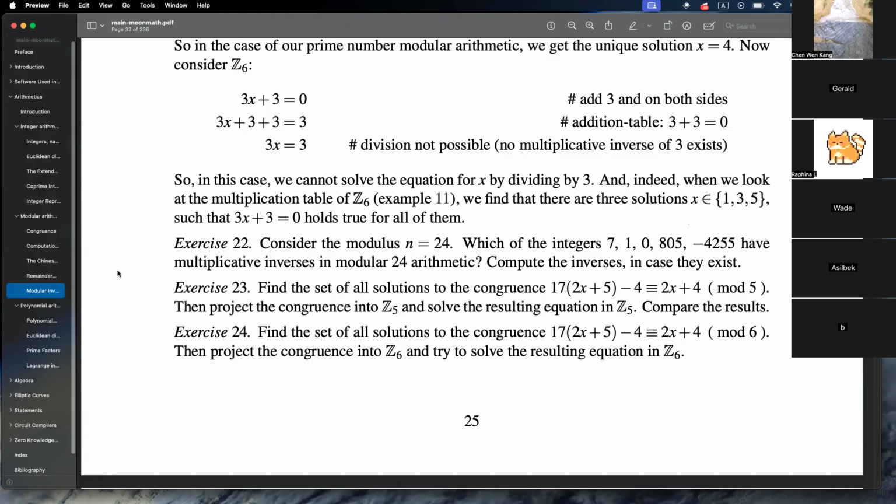Let me think. No, in this case, I don't believe so. So 7 and 1, it's not. If you take 7 mod 24 times 1 mod 24, it's going to be 7 in this case, right? Yeah, that's why I was a bit confused.